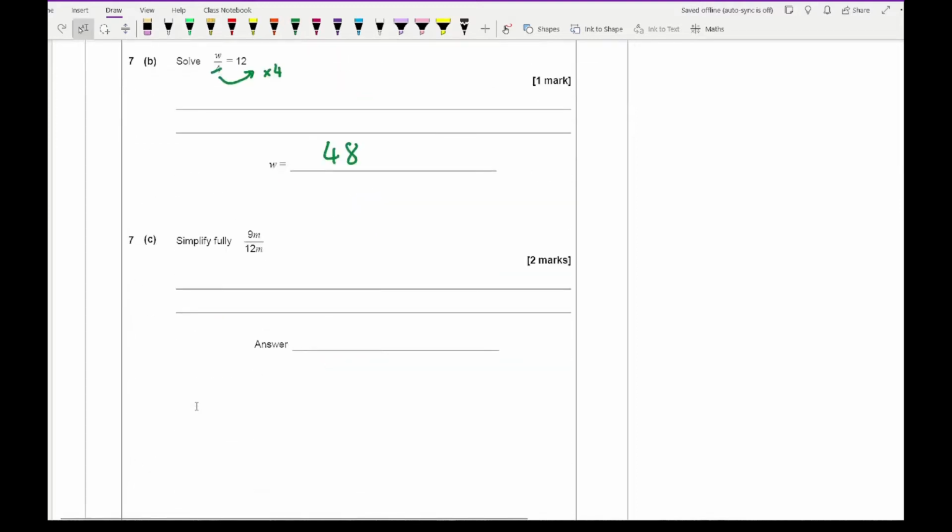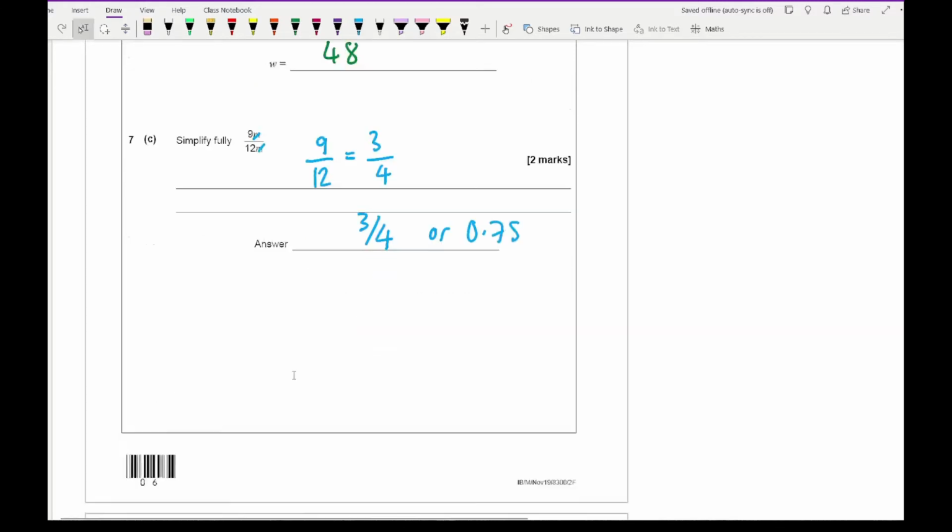For question 7C, it's about simplifying. So it's just about taking the common thing. So I can cross the m's off. So then all I've got to simplify is 9 into 12. What number goes into both? Well, that number is 3. So I've got 3 goes into 9 3 times, and 4. Give me an answer of 3 over 4. Now if you want to write your answer as 0.75, that's fine as well.